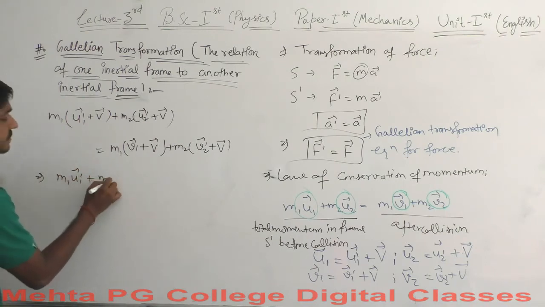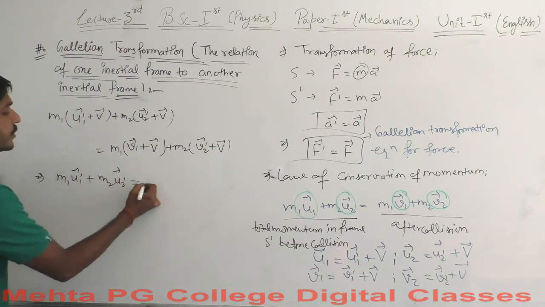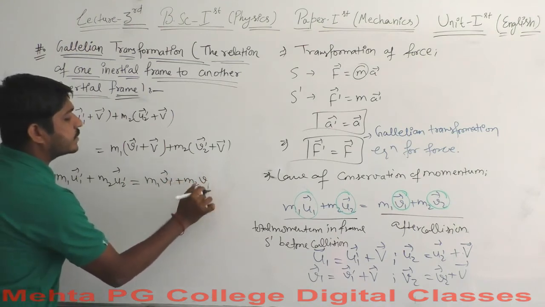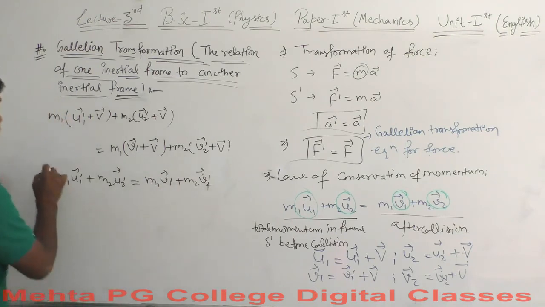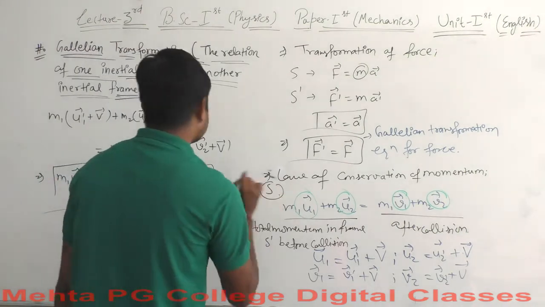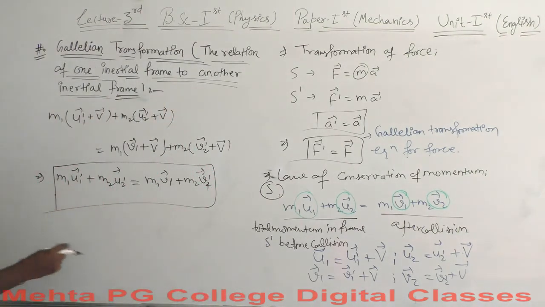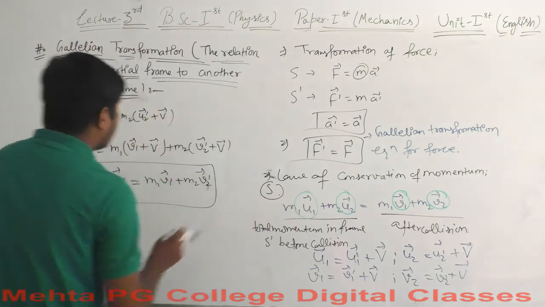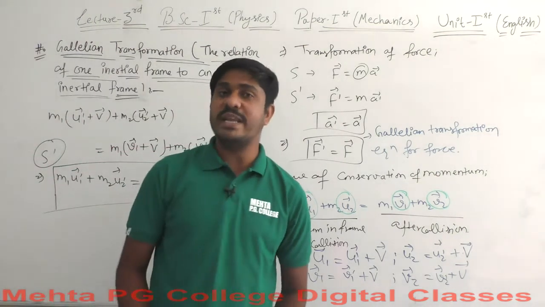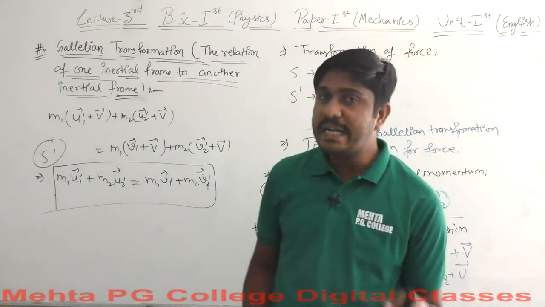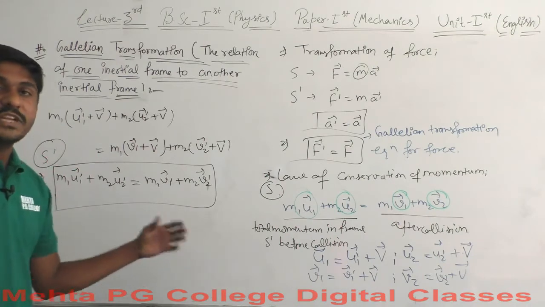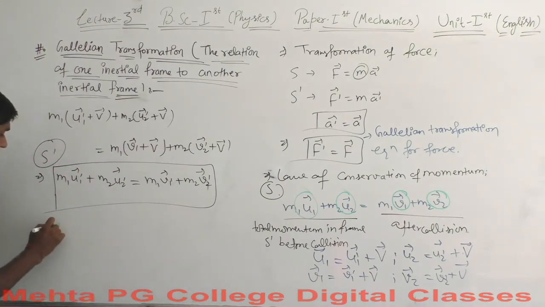m1 u1 dash plus m2 u2 dash is equal to m1 v1 dash plus m2 v2 dash. This is the conservation of momentum in frame S, and this is the conservation of momentum in frame S dash, and these both look similar because no other factor is in here. So it means that from these results, the momentum for both the reference frames remains conserved.